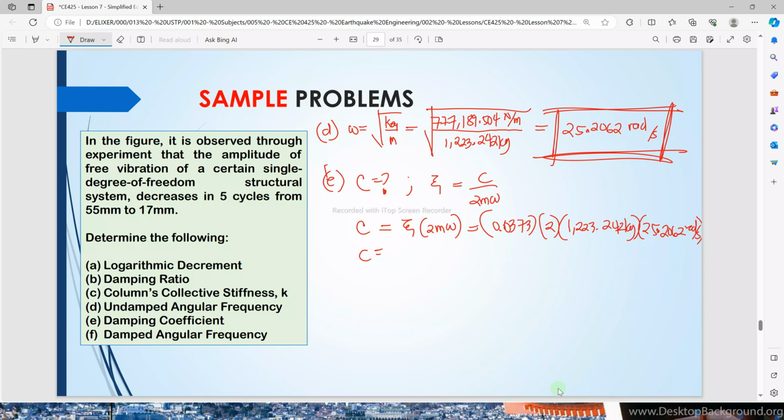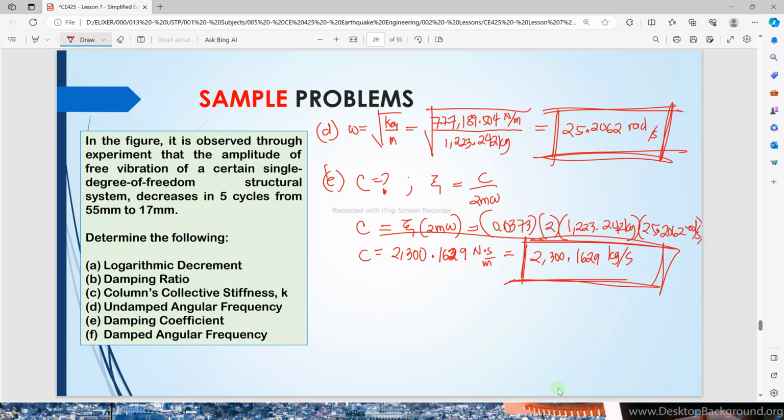So we have a damping coefficient equal to 2,300.1629 Newton seconds per meter, or 2,300.1629 kilograms per second. So whatever your answer is, if it is in Newton seconds per meter or kilograms per second, both are right.